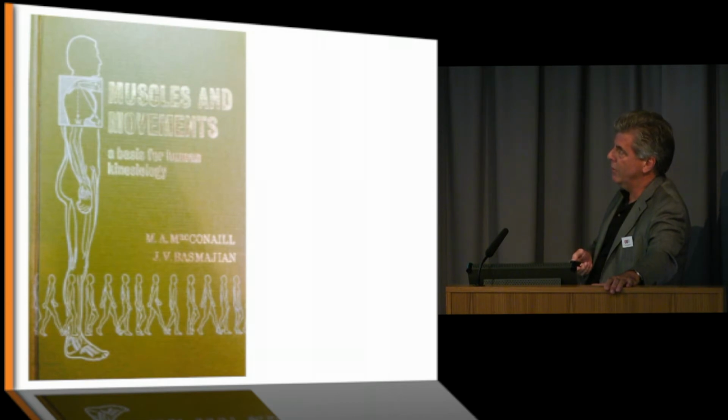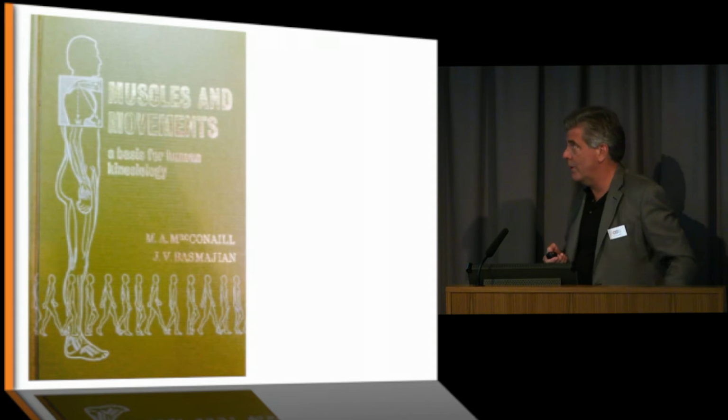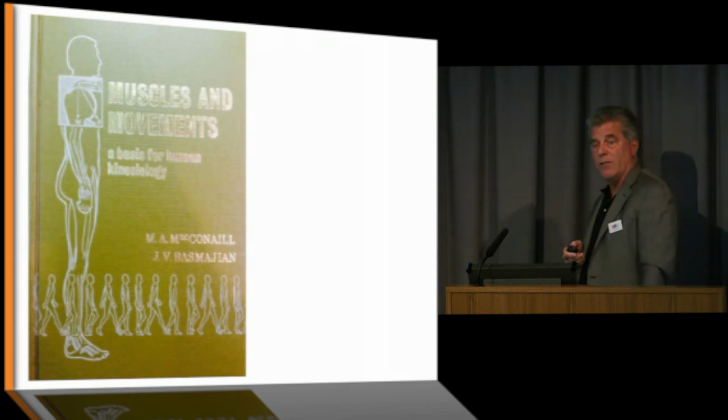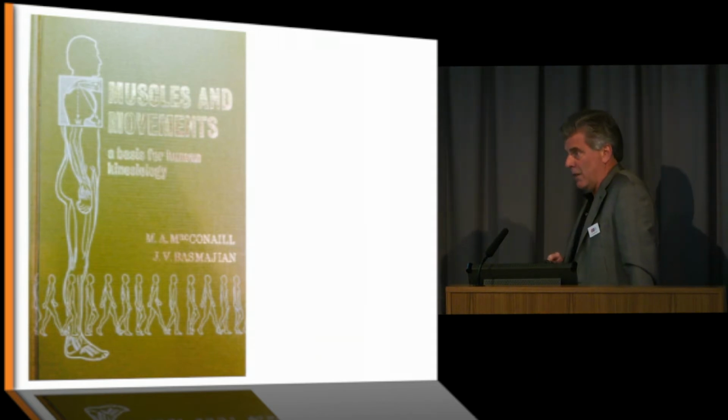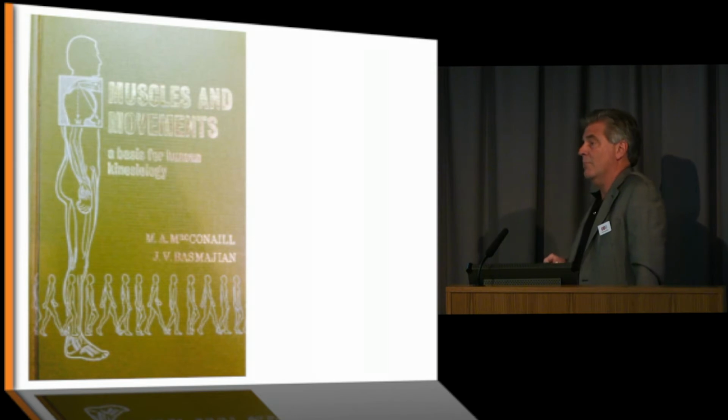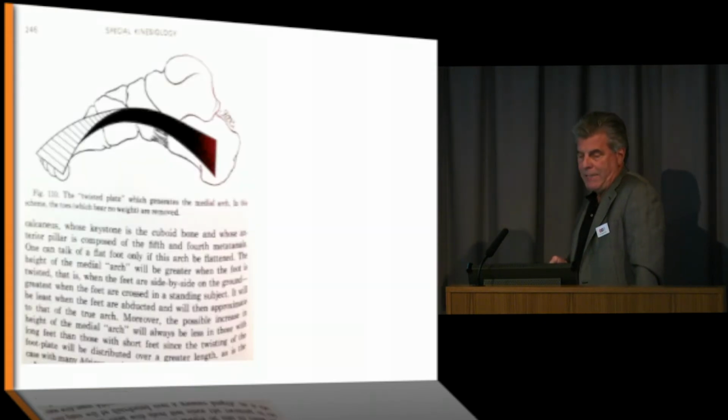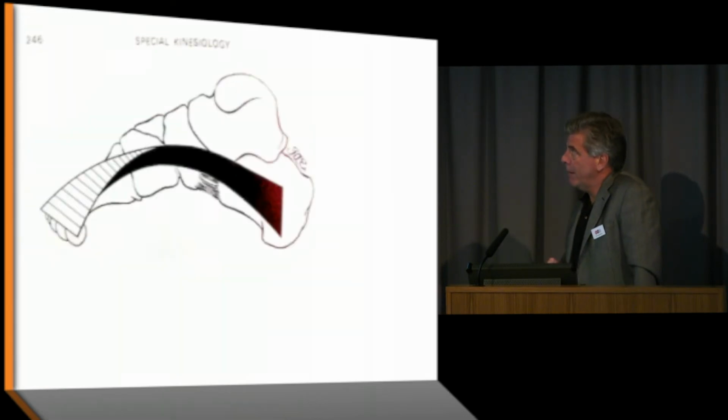Here's the book that they published 20 years later. I looked for that in our medical library and I couldn't find it, so I went on Amazon and I bought this book for $5. It was in the Santa Barbara library and they sold it because nobody ever checked it out. And indeed, in that book, there's the twisted plate. Okay?